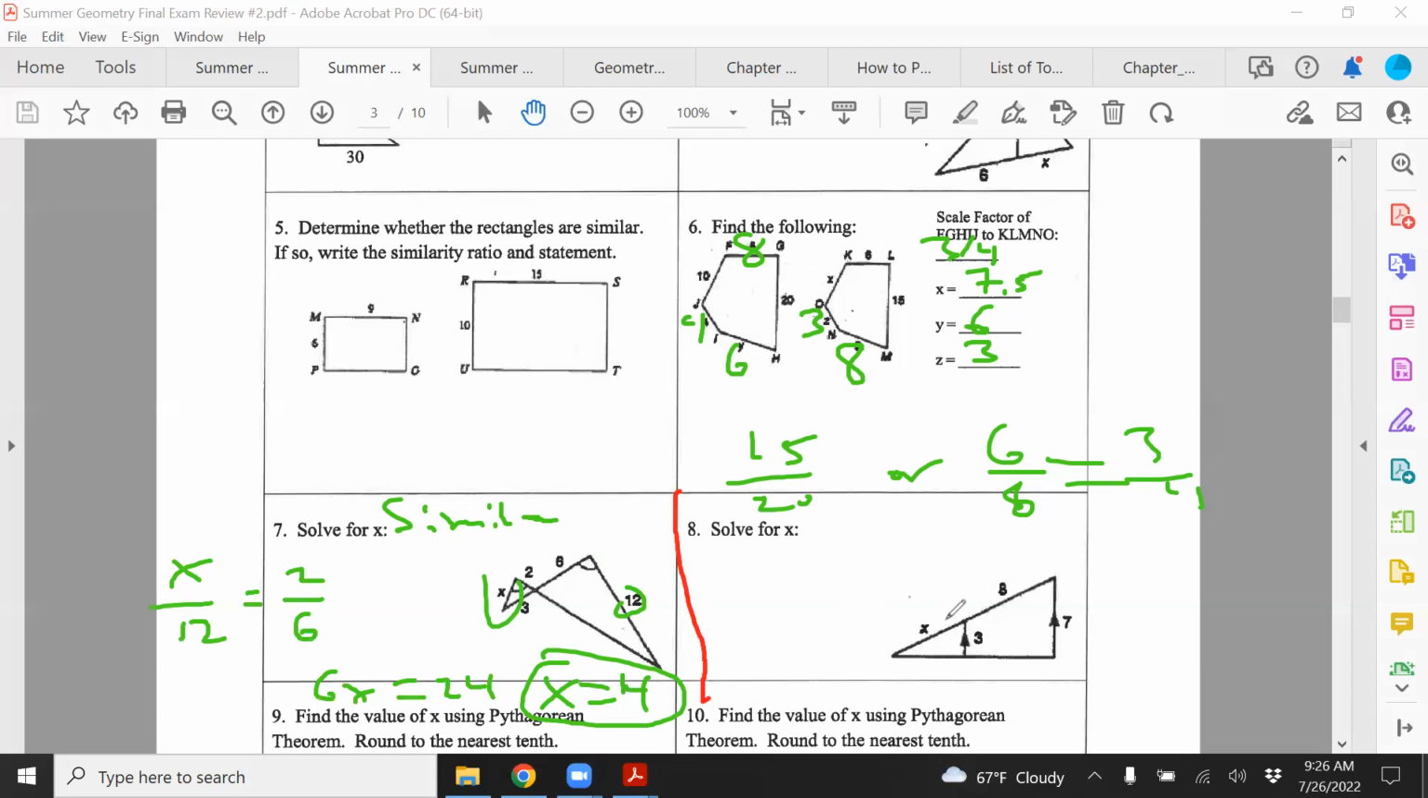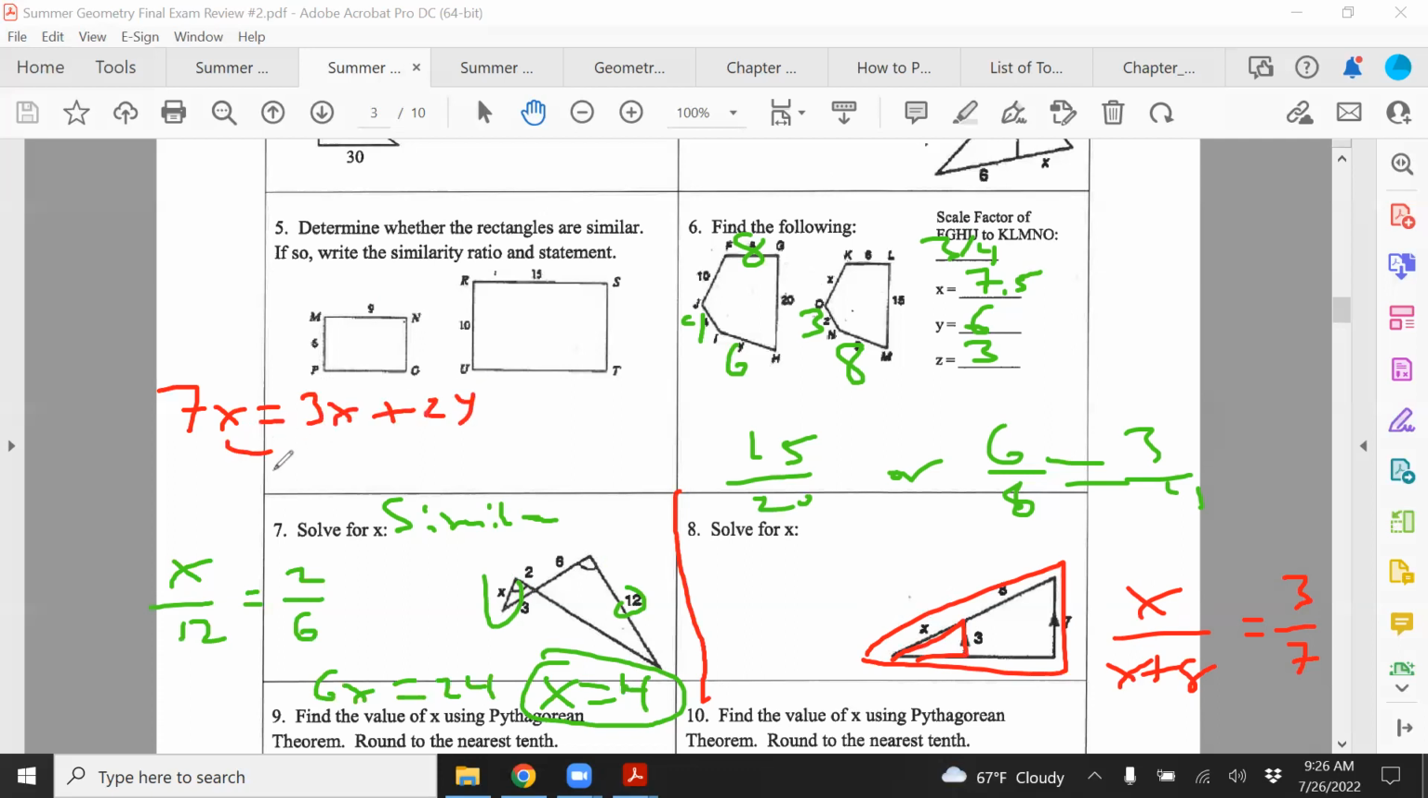And likewise here, that is the same as that. So I can say x over x plus 8 equals 3/7. X over x plus 8 equals 3/7. If you cross multiply and work it out, you get 6.